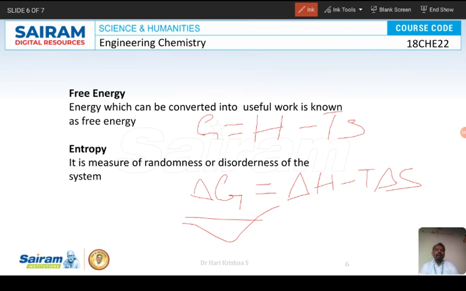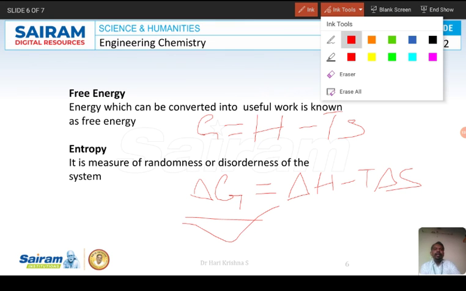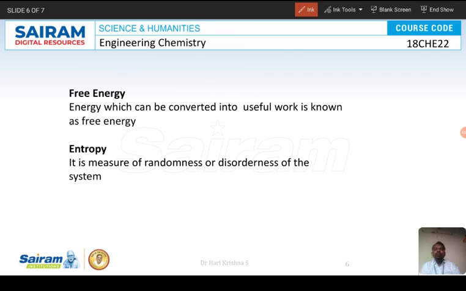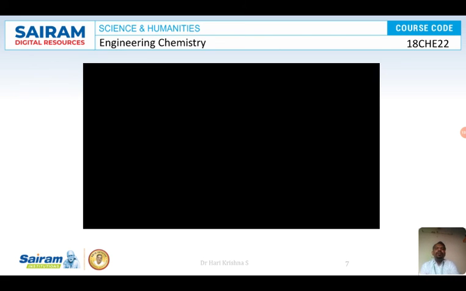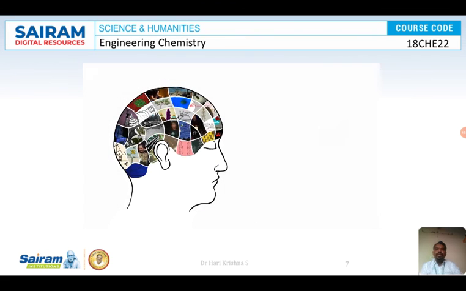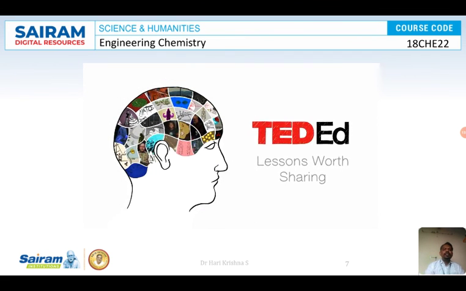Okay, so similarly we have entropy. So what do you mean by entropy? Randomness. It's a measure of randomness of a system. So we'll understand better by looking at the video. In general, entropy is 0 for almost all reversible processes, and entropy will be greater than 0 for irreversible processes. So randomness or disorderedness of the system is called entropy. To understand better what entropy is, there is a small video over here. Just look at this. What is entropy?